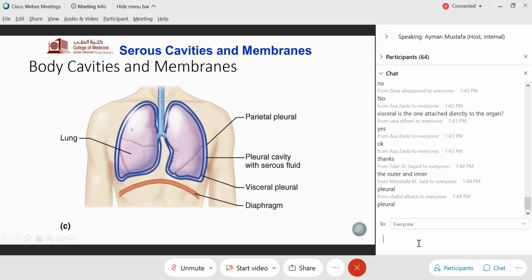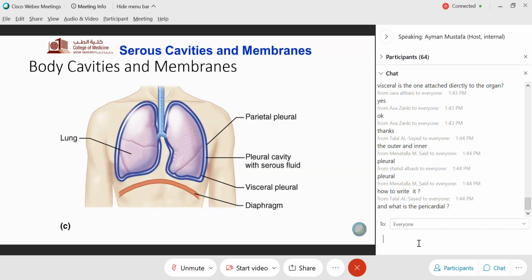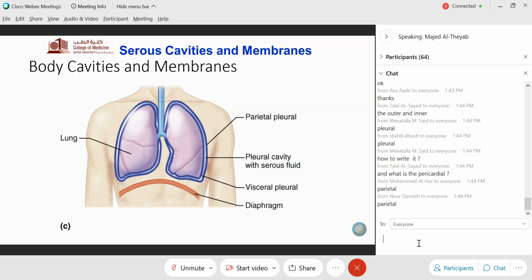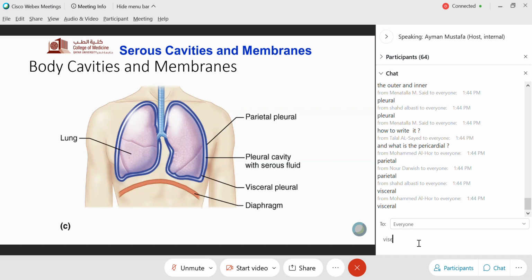The parietal layer, we call it parietal pleura, and the visceral layer, visceral pleura. Which one is opposing the lung? So which layer of the pleura will be facing the heart? The parietal pleura, yeah. So the parietal pleura will be facing the heart. Which layer will be on the lung itself? The visceral pleura. Okay.